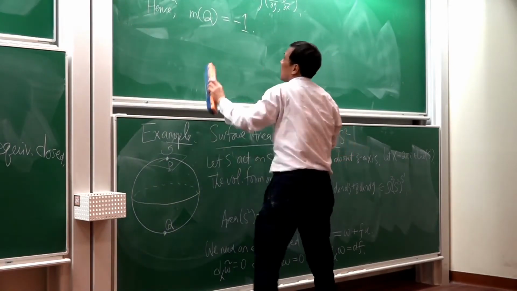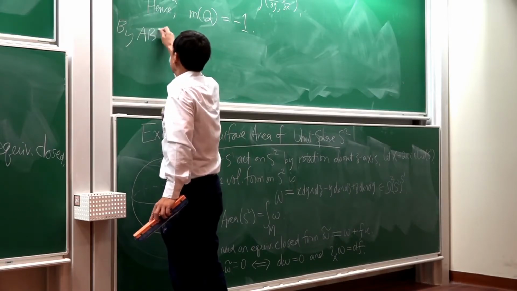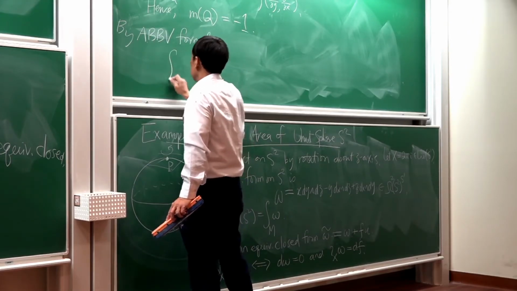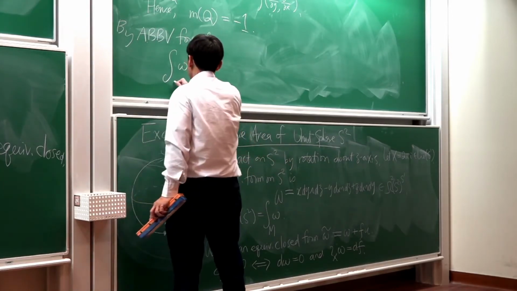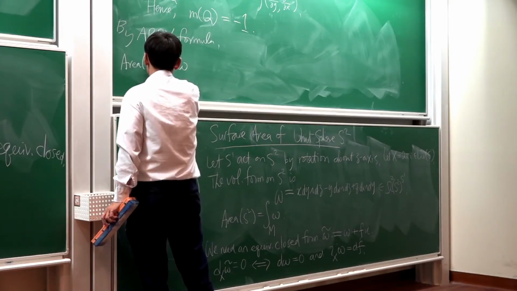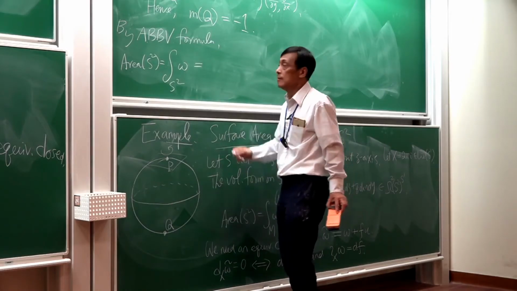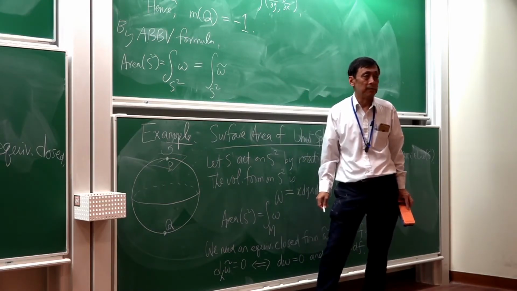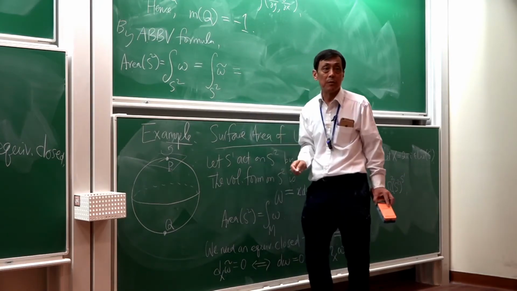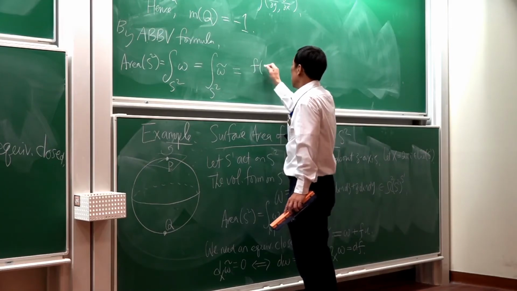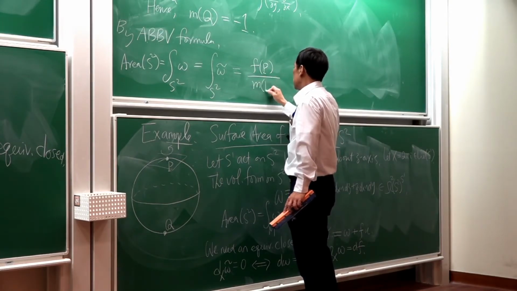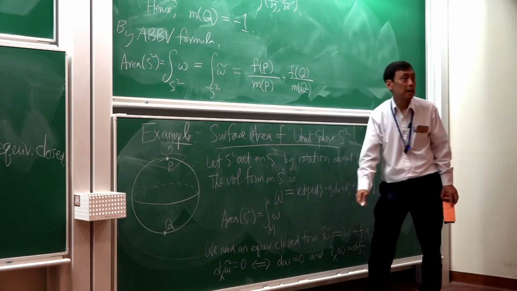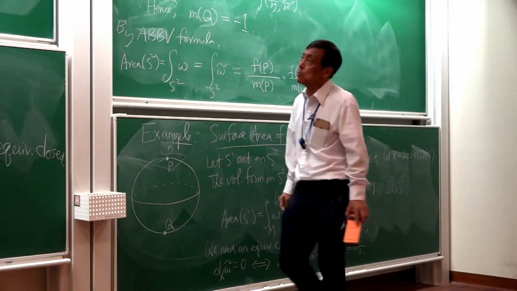And then by the ABBV formula, okay, so the integral of omega on S2, that's the area of S2. It's the same as the integral of omega tilde, because the integral of f is 0. And this is an equivariantly closed form. So it's going to be the sum of f of p over the exponent at p plus f of q over the exponent at q.